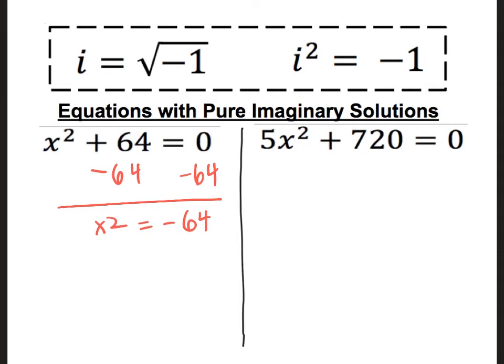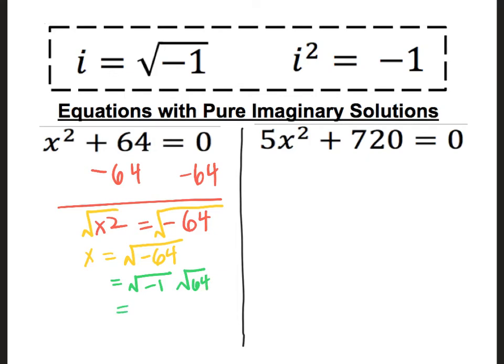And then I have to get rid of my squared. So to undo my squared, we're going to take the square root of both sides. The square root of x squared would be x. And then we're just going to leave that as the square root of negative 64. Now remember, we can break that down into the square root of negative 1 and the square root of 64.